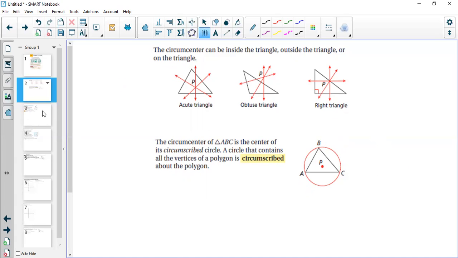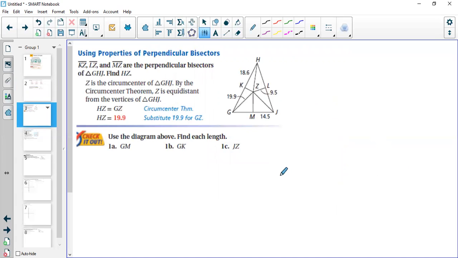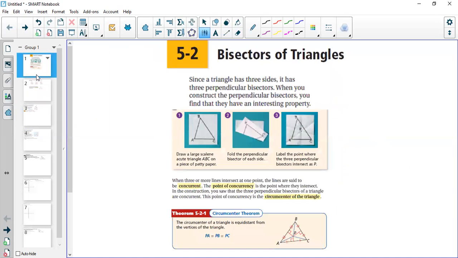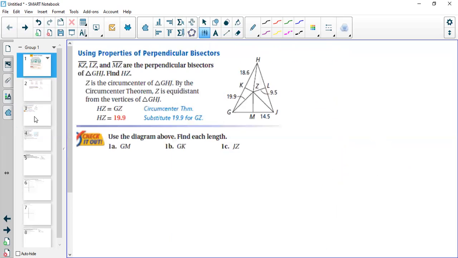All right, so let's see what this question has for you. Using the theorem which we learned in the first slide, the circumcenter theorem, let's see how we can solve this question. Segments KZ, MZ and LZ. You can see they're saying these lines are the perpendicular bisectors of triangle GHJ. Perpendicular bisectors we have already learned in the previous video.